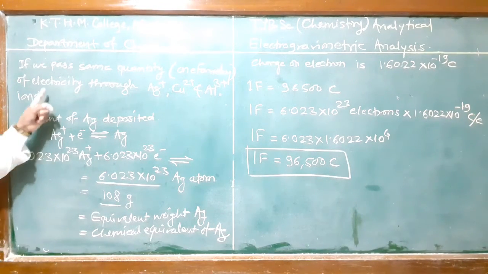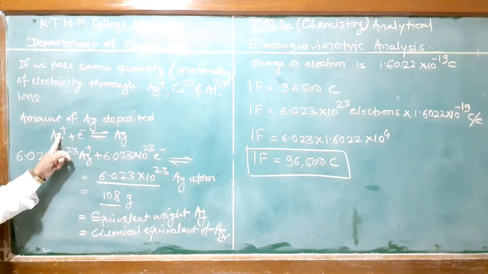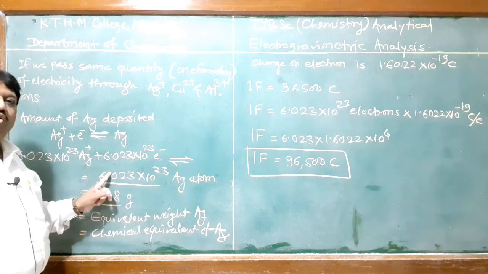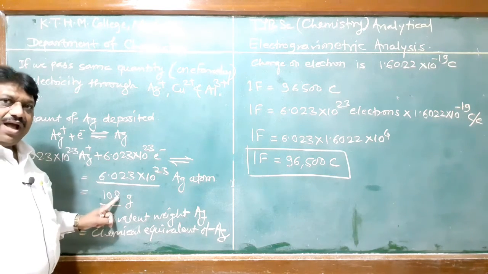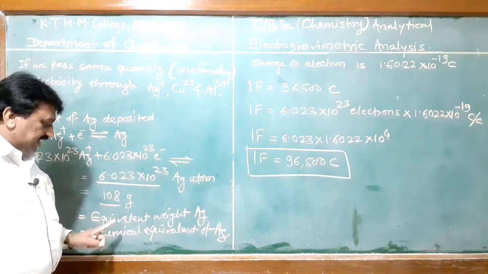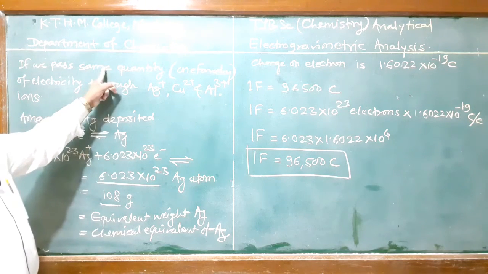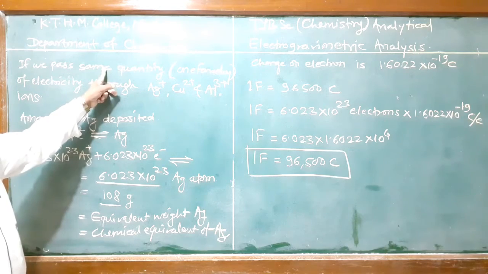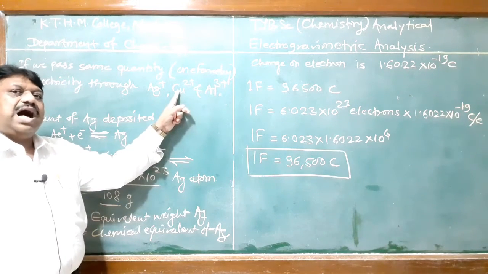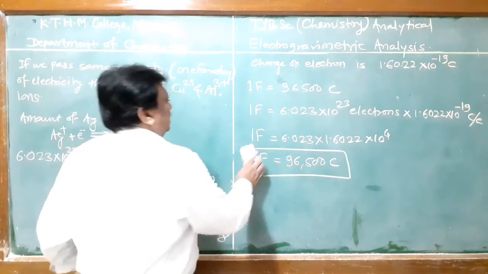Therefore, when we pass 1 Faraday of electricity through a monovalent metal ion, it deposits 1 mole of that particular ion as corresponding atoms, which corresponds to the equivalent weight of that substance. Similarly, if we pass 1 Faraday of electricity through a divalent metal ion, then half a mole of that substance gets deposited. That we discuss here.